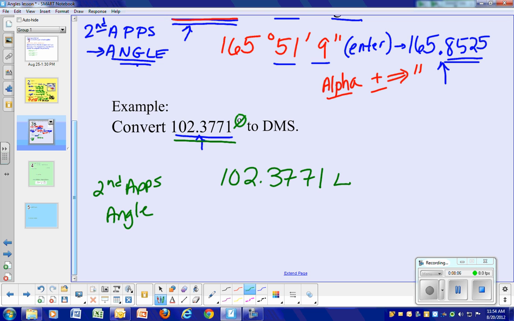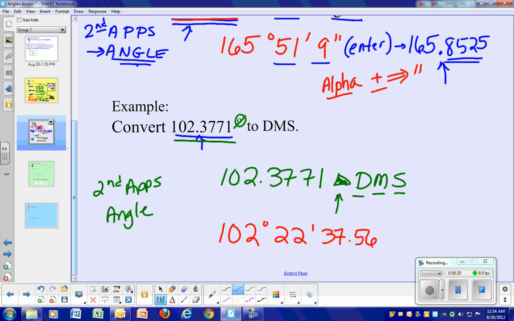It's the little thing that looks like a wedge, and then DMS. That's saying convert to degrees, minutes, seconds. That's precisely what this question is asking us to do. The answer that I achieved there is 102 full degrees plus 22 minutes plus 37.56 seconds. Now, sometimes people get confused because they say, oh, there's a decimal here, this must be decimal degrees. No, it's not. You have degrees, you have minutes, you have seconds. It's degrees, minutes, seconds. All right?